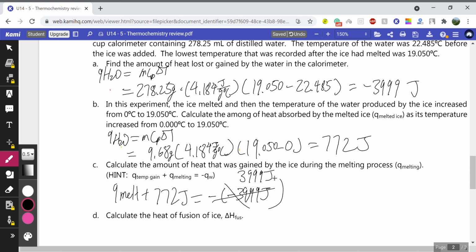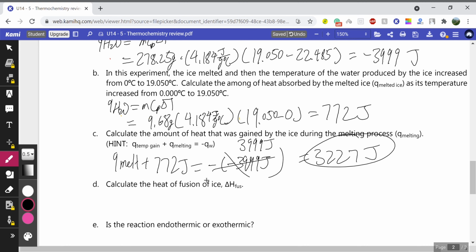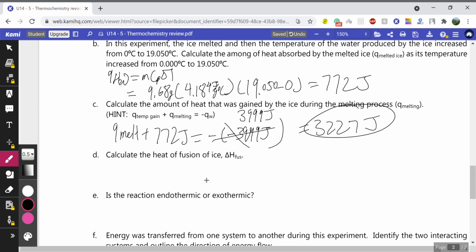So it's 3999 minus 772, which gives us 3227 joules. Q of system equals negative Q surroundings is a very important concept that you need to remember. And finally, calculate the heat of fusion of ice, which will be delta H fusion is equal to 3227 joules, as we found in the previous one, divided by our mass, which is 9.68 grams, which will be equal to 333 joules per gram.